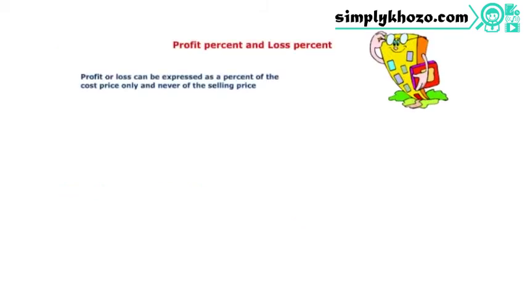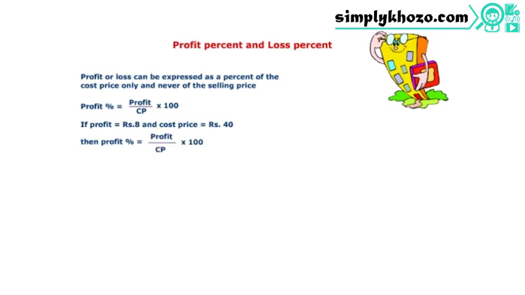Profit or loss can be expressed as a percent of the cost price and never of the selling price. Profit percentage is equal to profit by CP into 100. If profit is equal to rupees 8 and cost price is equal to rupees 40, then profit percentage is equal to profit by CP into 100. Profit percentage is equal to 8 by 40 into 100 is equal to 20%.